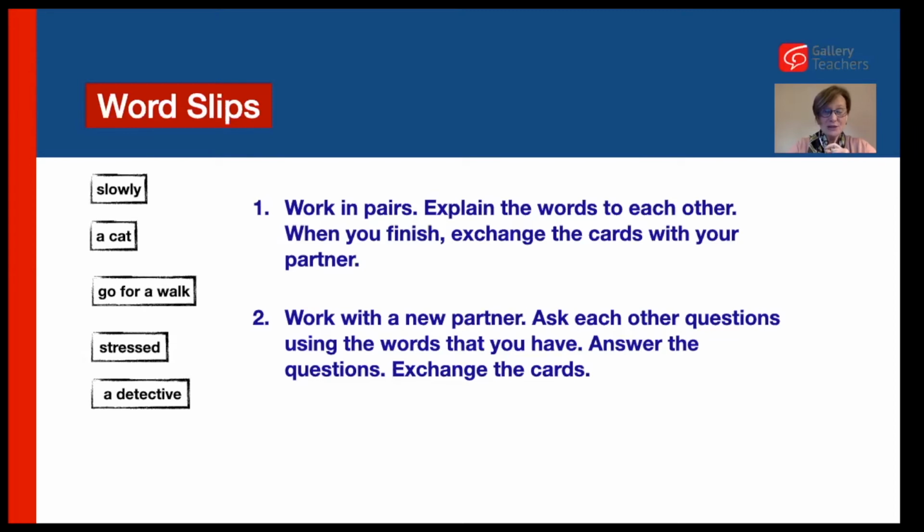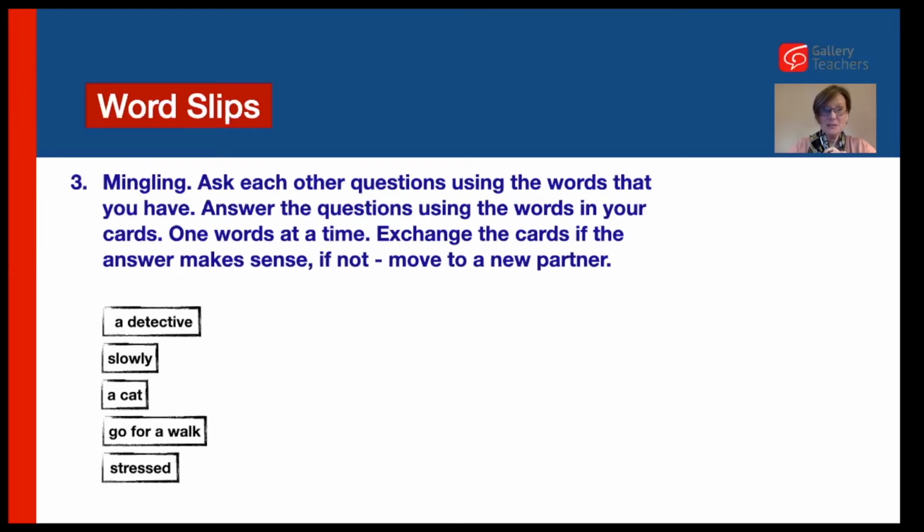Right. The third step of this activity is mingling. In the first 2 steps, I ask them to work in pairs, and then I change the pairs. The third one is a mingling activity. In this case, for example, I have my 5 words. My partner has his 5 words. And the trick here is that we need to ask the question using my word, but the partner needs to answer this question using one of his words.